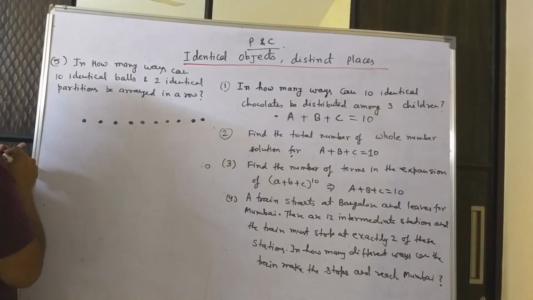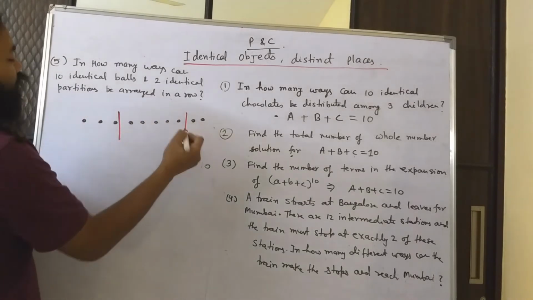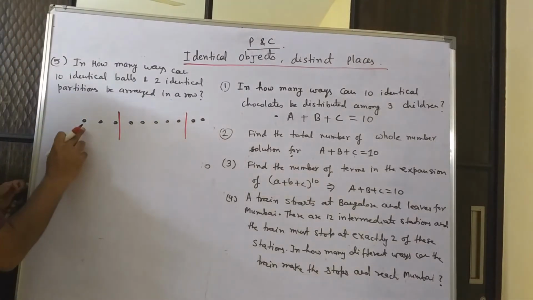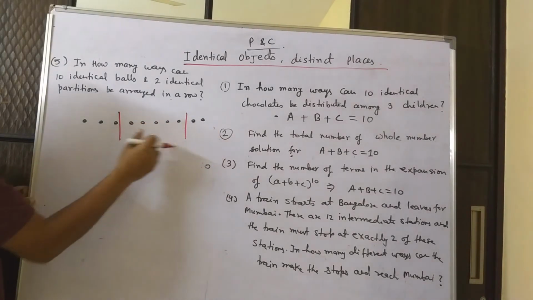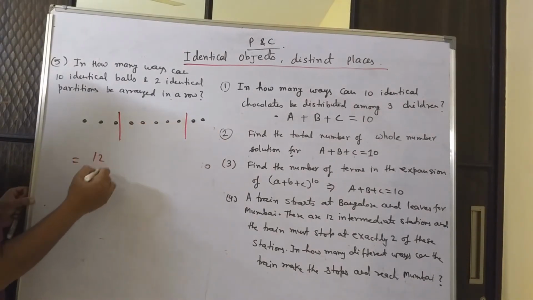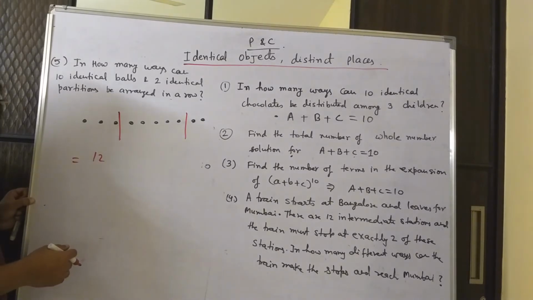And these are the 2 partitions. I'll draw it. Now in total how many things are there, guys? 1, 2, 3, 4, 5, 6, 7, 8, 9, 10 balls and 2 partitions. Total there are 12 things. So in how many ways can you arrange 12 things in a line?